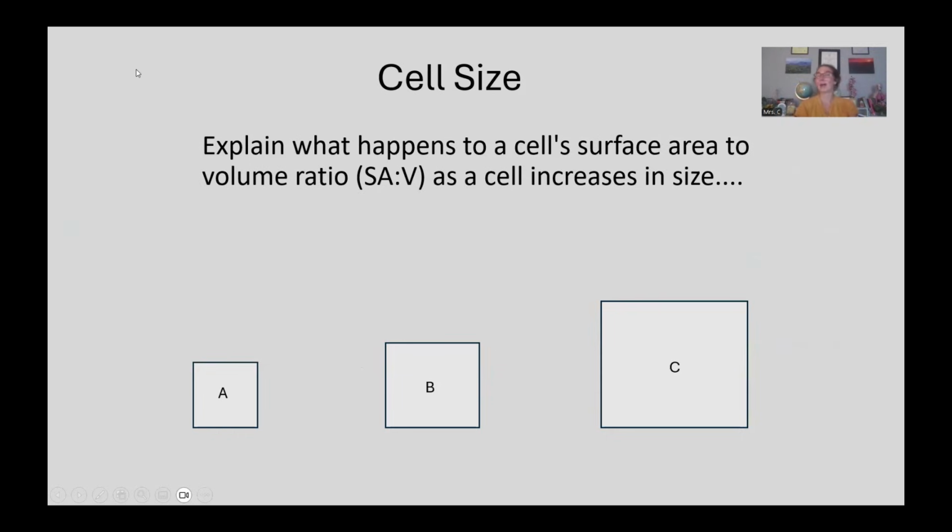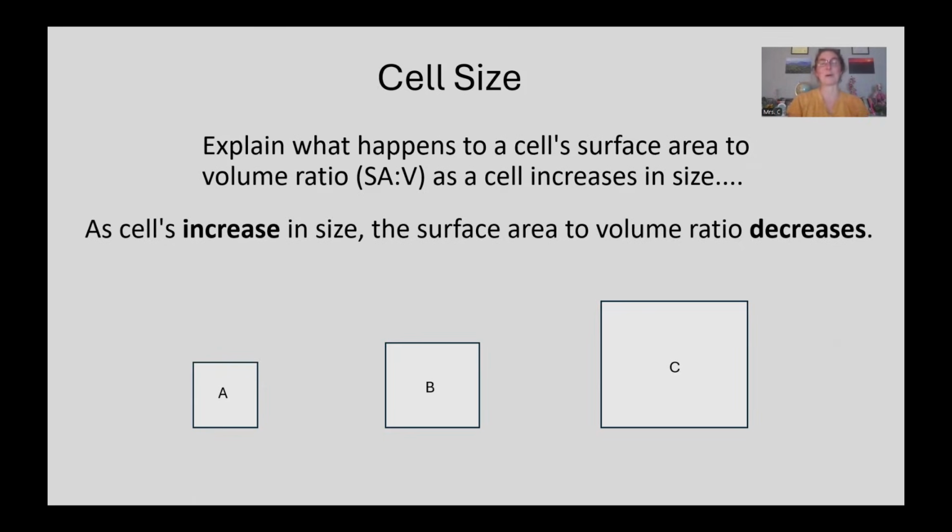All right, explain what happens to a cell's surface area to volume ratio as the cell increases in size. What happens? The surface area to volume ratio is going to decrease. So the smaller cell, the A, will have that higher surface area to volume ratio. So more efficient.